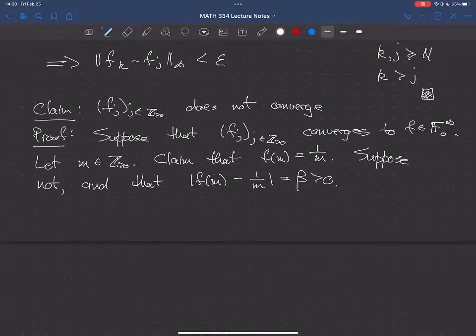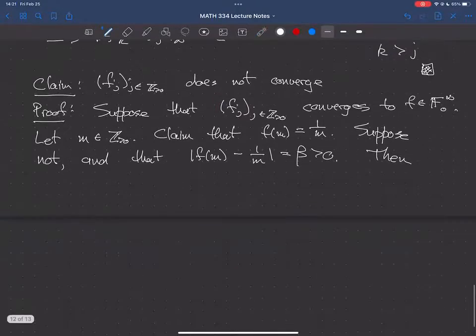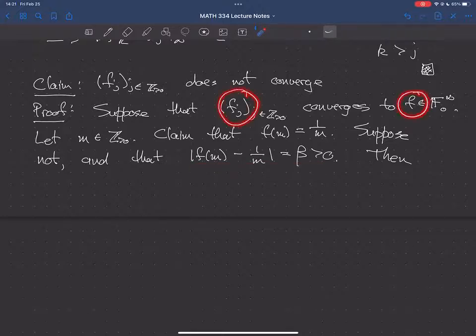So I'm going to say that that difference is non-zero. Now how do I arrive at a contradiction from that? Well, I'm going to use the fact that this is the limit of these guys. And so I'm going to show that if I assume this, then it cannot be the case that this converges to that.